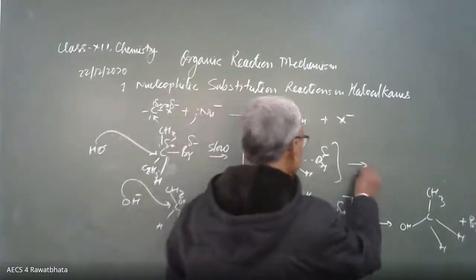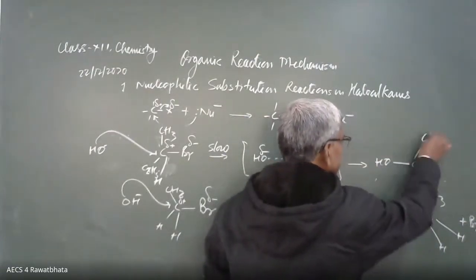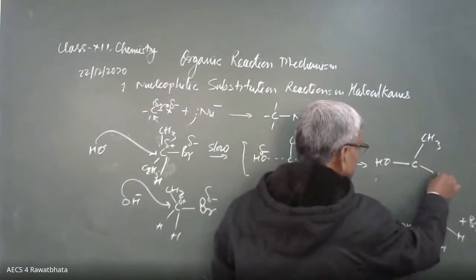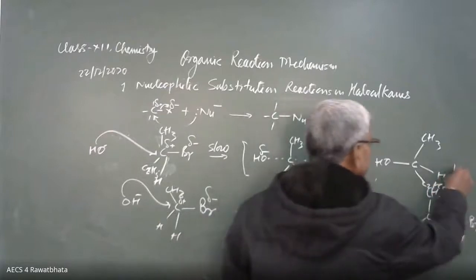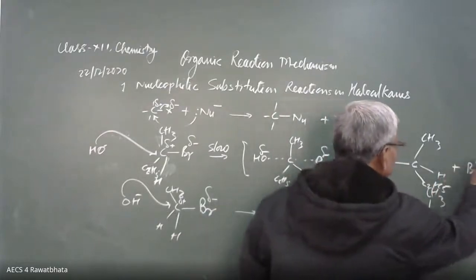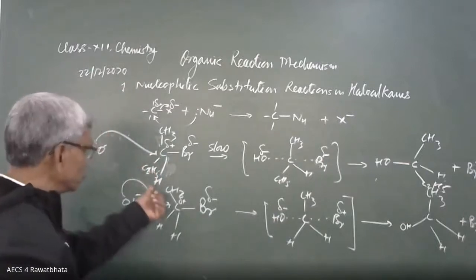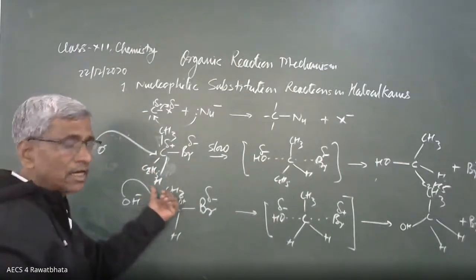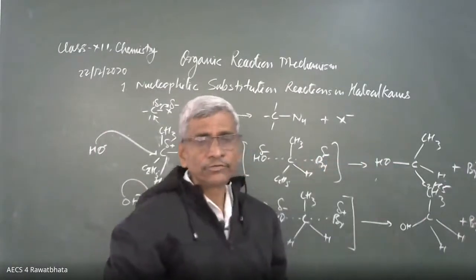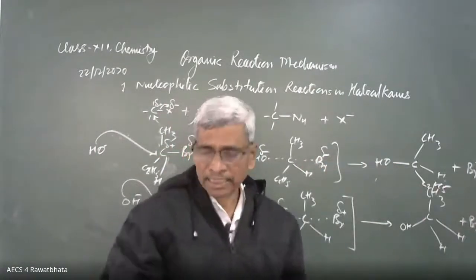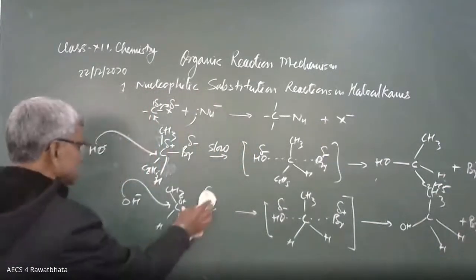This is going to break into the final product. Here is HO bonded to C, here is CH3, here is H, and here is C2H5. This is an optically active compound, but its optical rotation will be opposite to this one. If it is dextrorotatory, with D positive, this will be levorotatory. This is the meaning of an inversion reaction. In the SN2 mechanism, inversion takes place, while in SN1, it does not.